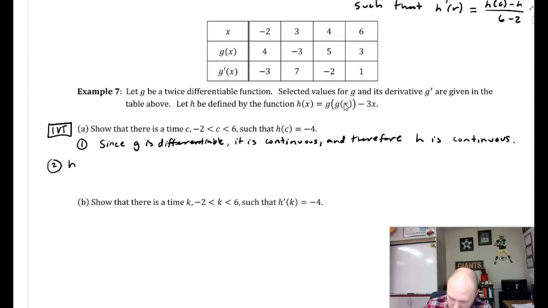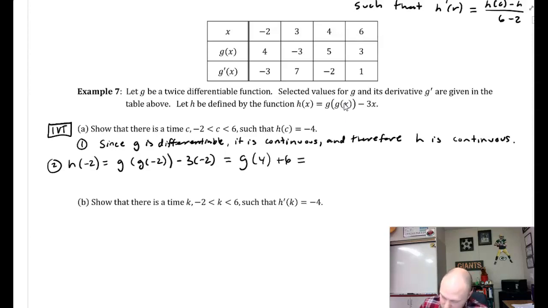So here I now need to show, if I'm using the intermediate value theorem, that -4, the value that they want, is between h of -2 and h of 6. And so I'm going to have to do some lifting here. I'm going to have to plug this into this composite function. So g of -2 minus 3 times -2. So g of -2 looks like it is 4. So I have g of 4 plus 6. And g of 4 is 5 plus 6. This is going to give us 11.